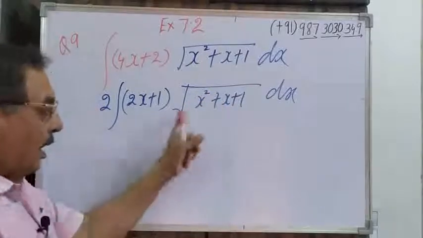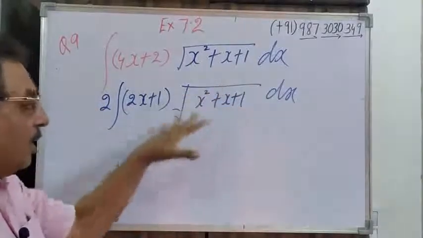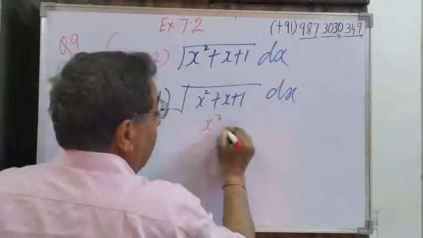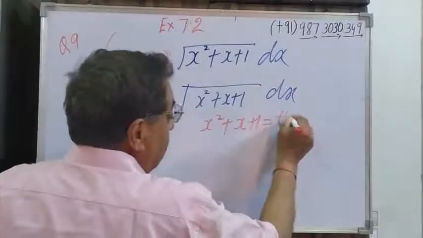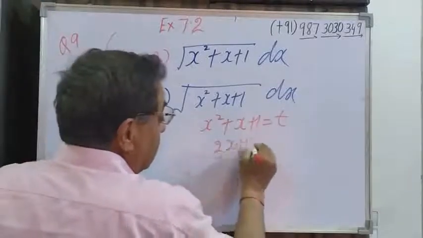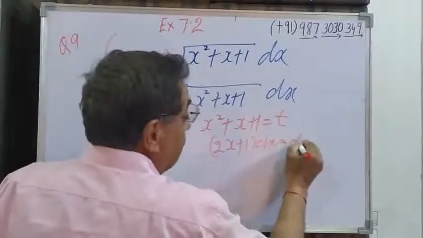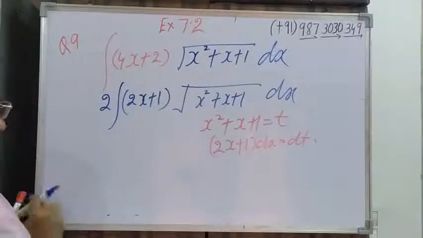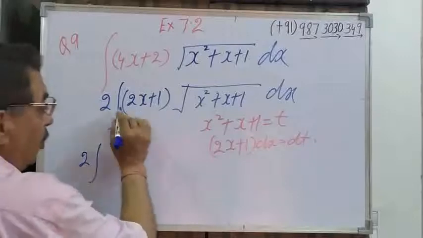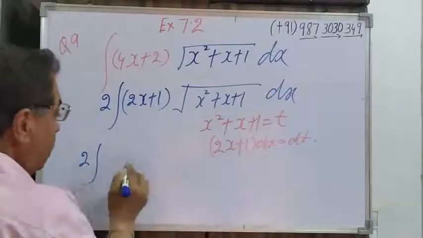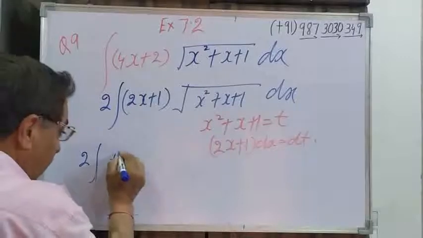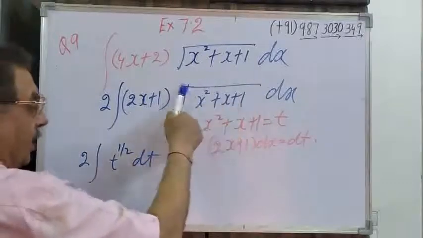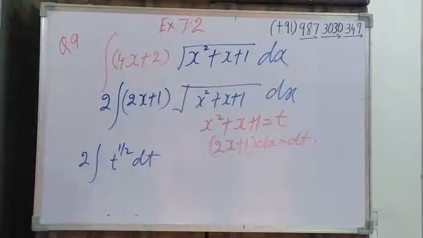The derivative of x² + x + 1, whatever is under the root, if we take it as a function and let it equal t, let x² + x + 1 equal t, so we get (2x + 1) dx is equal to dt. Now substituting here, the question becomes 2 times the integral of t to the power 1/2 dt, since x² + x + 1 under the root means exponent 1/2.